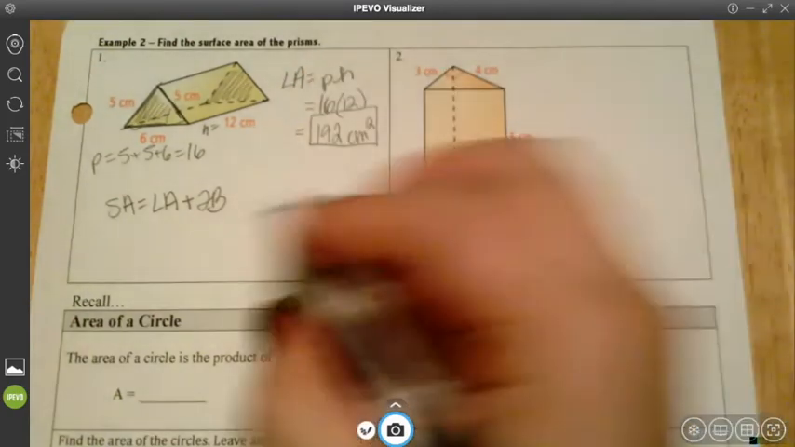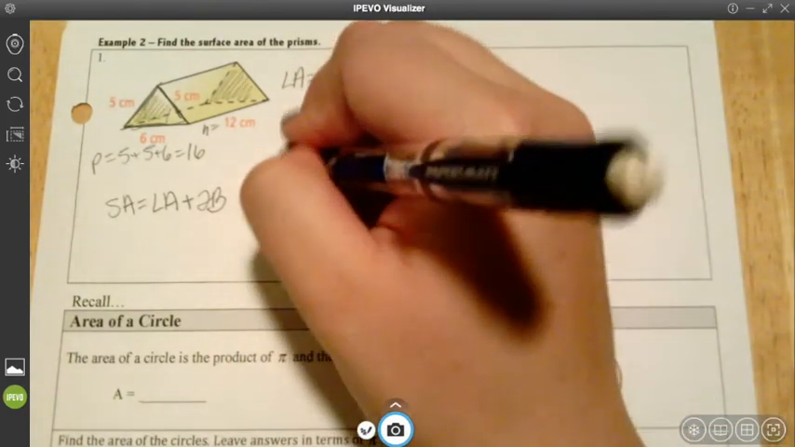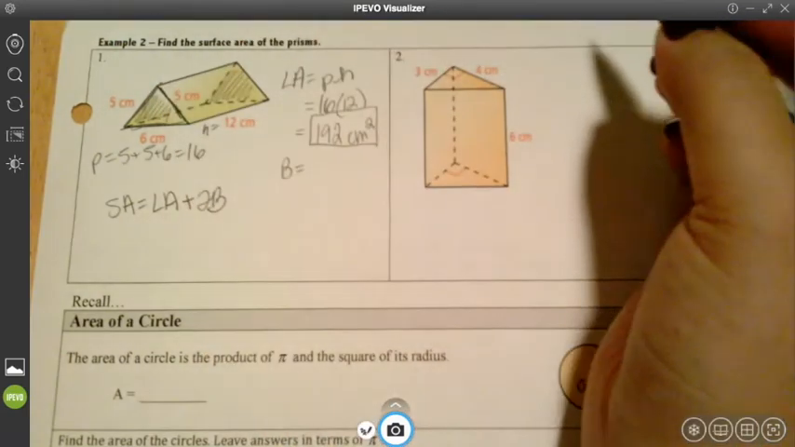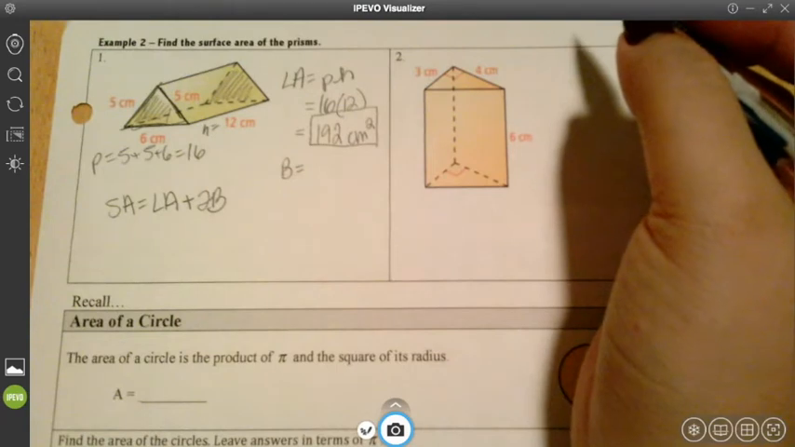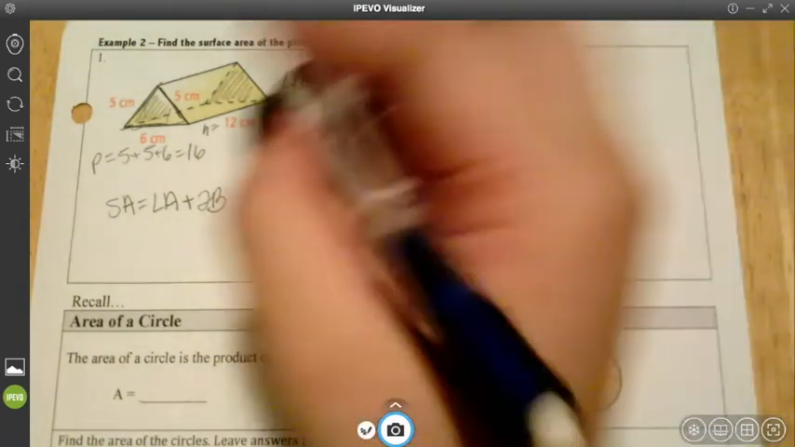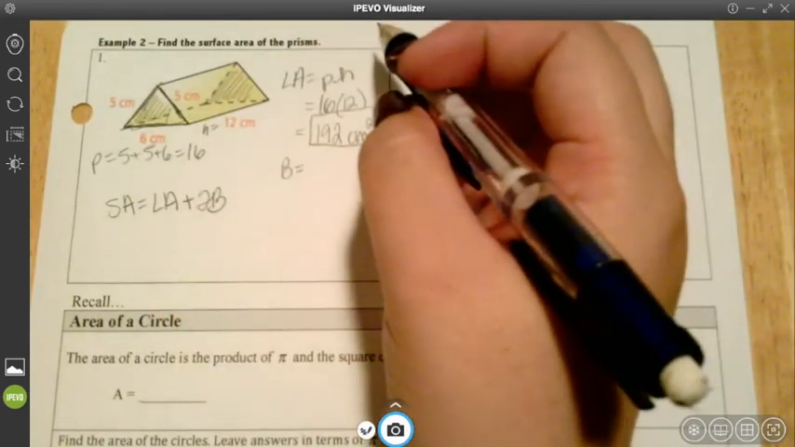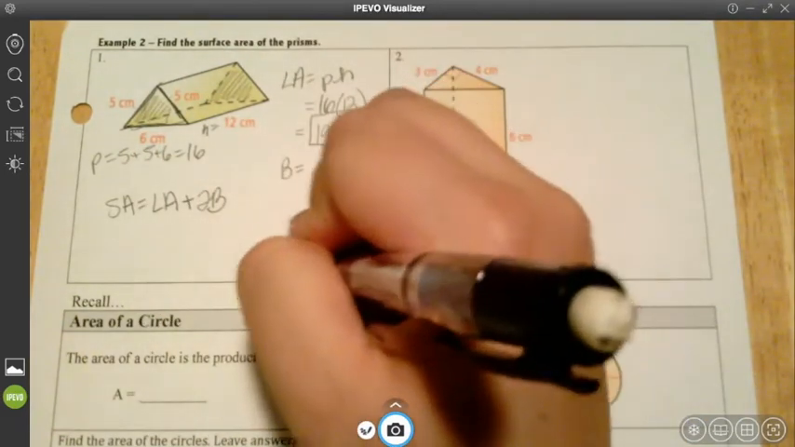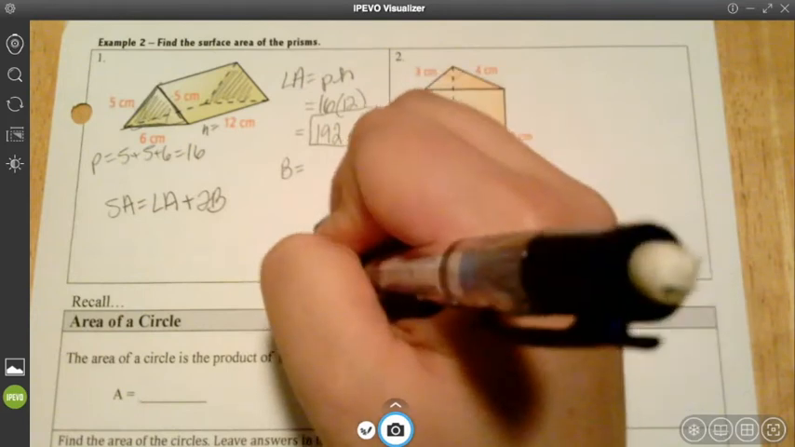And then we also need our bases. So the area of a base, now this is a triangle, and I need to know if this triangle is a right triangle or not. Now I don't know that. I do know that this is an isosceles triangle, right? Because I've got the 5 and the 5. So in order to calculate the base, we need to calculate the area of this triangle.